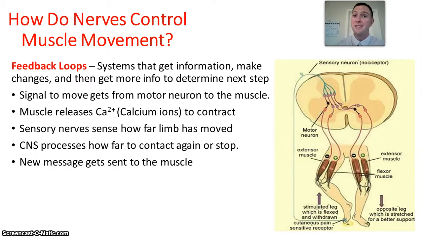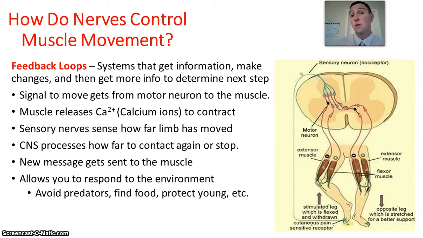But it's a whole team of neurons working together. I get information, pass it along to central command in the brain. Brain sends out orders. New information comes in. What do I do with this? Do I change? Do I keep going? It's a feedback loop. This is going to allow you to respond to your environment. So you've got the senses which get the information, and then you've got the motor neurons which respond to that information. Allows you to avoid predators, find food, protect your young, respond to your environment.